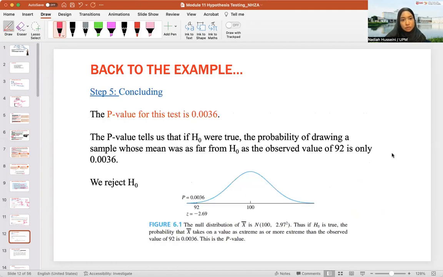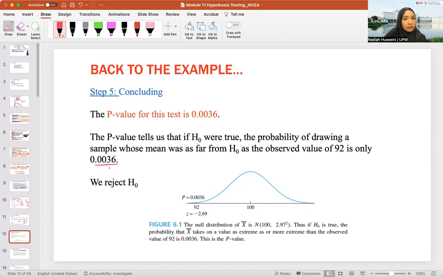So the next step is to conclude based on the p-value. The p-value tells us that if H0 were true, the probability of drawing a sample whose mean was as far from H0 as the observed value of 92 is only 0.0036, which is very, very unlikely. The probability is too small. Therefore, we can reject H0.